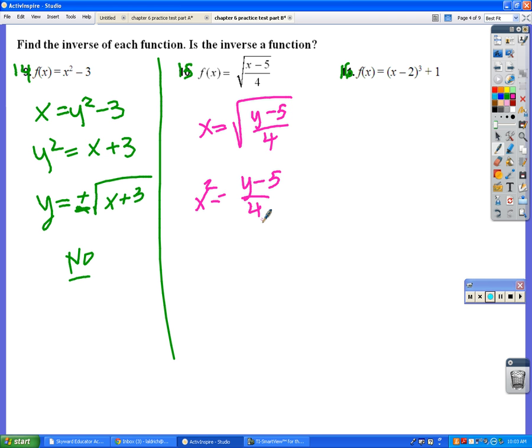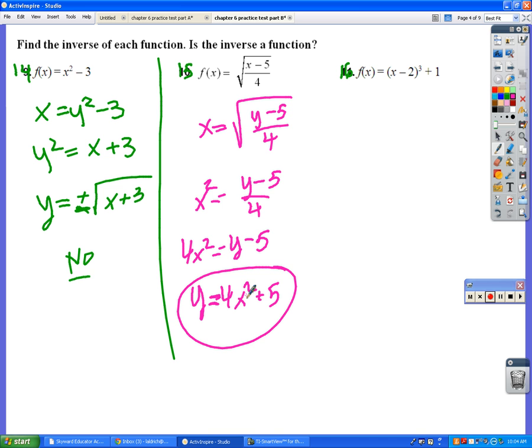Times by 4. So 4x squared equals y minus 5. And then plus 5. So the final answer, y equals 4x squared plus 5.